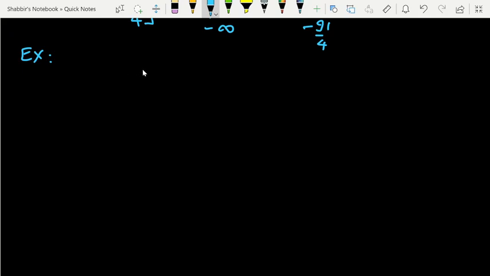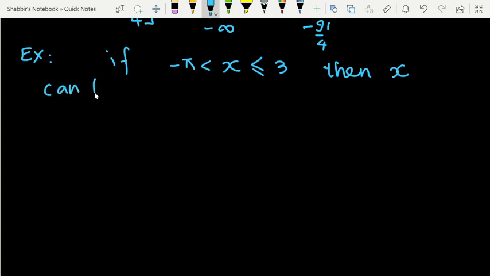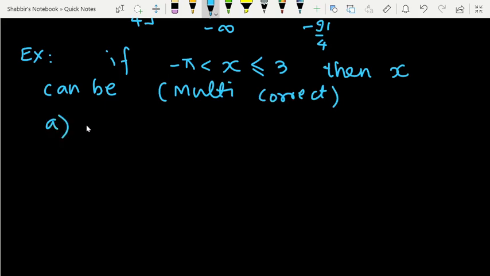Let's take a multicorrect question. If x is in [-pi, 3], then x can be, this is a multicorrect question, (a) -4, (b) -3, (c) 3, (d) 0. So how do we solve this, guys?